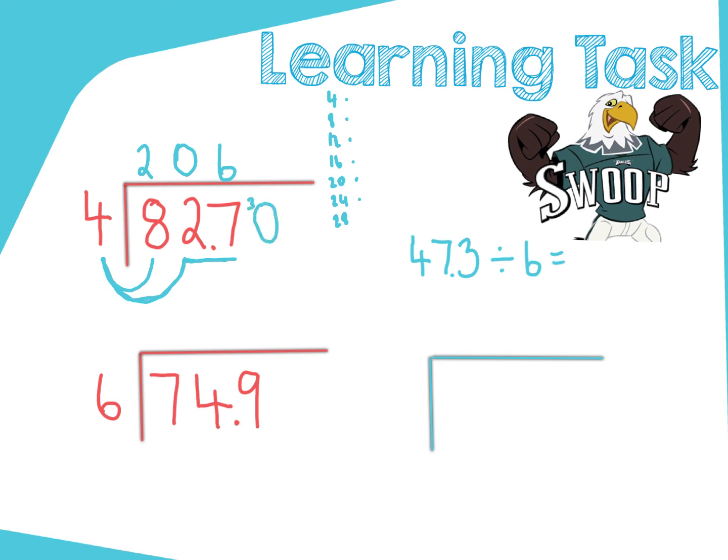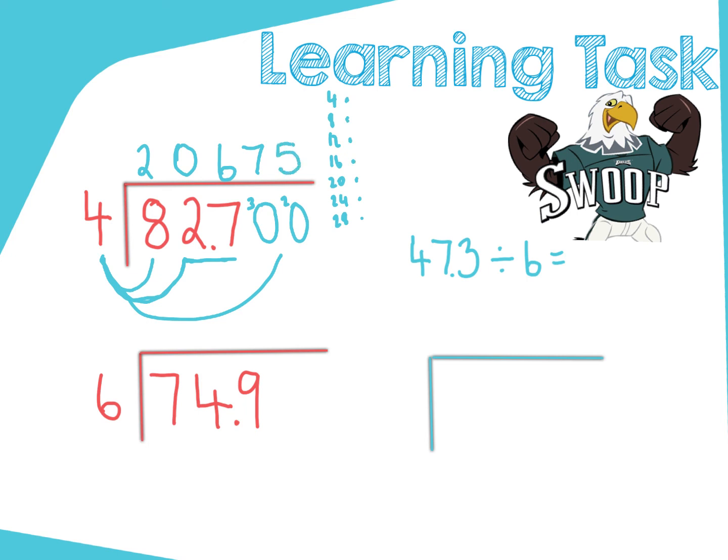And how many 4s are there in 30? Well, I've got 1, 2, 3, 4, 5, 6, 7. Remainder 2. Okay. And how many 4s are in 20? I've got 1, 2, 3, 4, and 5.